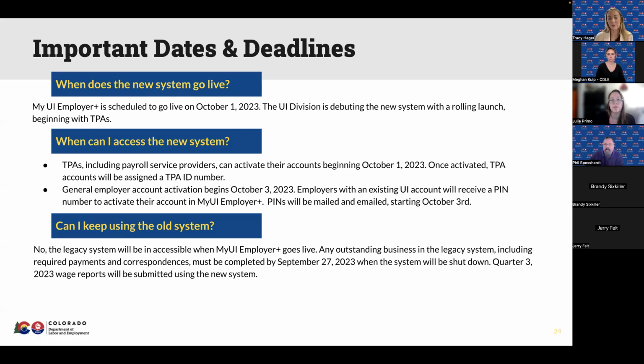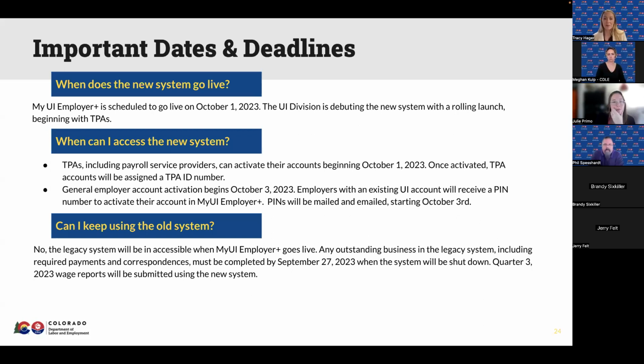If for some reason your employer has paper communication as their preference and they do not get a letter from us in the mail by October 9th, they can call our employer services line. I will drop that number in the chat right after this to get their PIN. Can you keep using the old system? No, the old system will be shut down tomorrow at 5 p.m. and will not be available. However, when employers reactivate their account in the new system, their historical information should be in there.